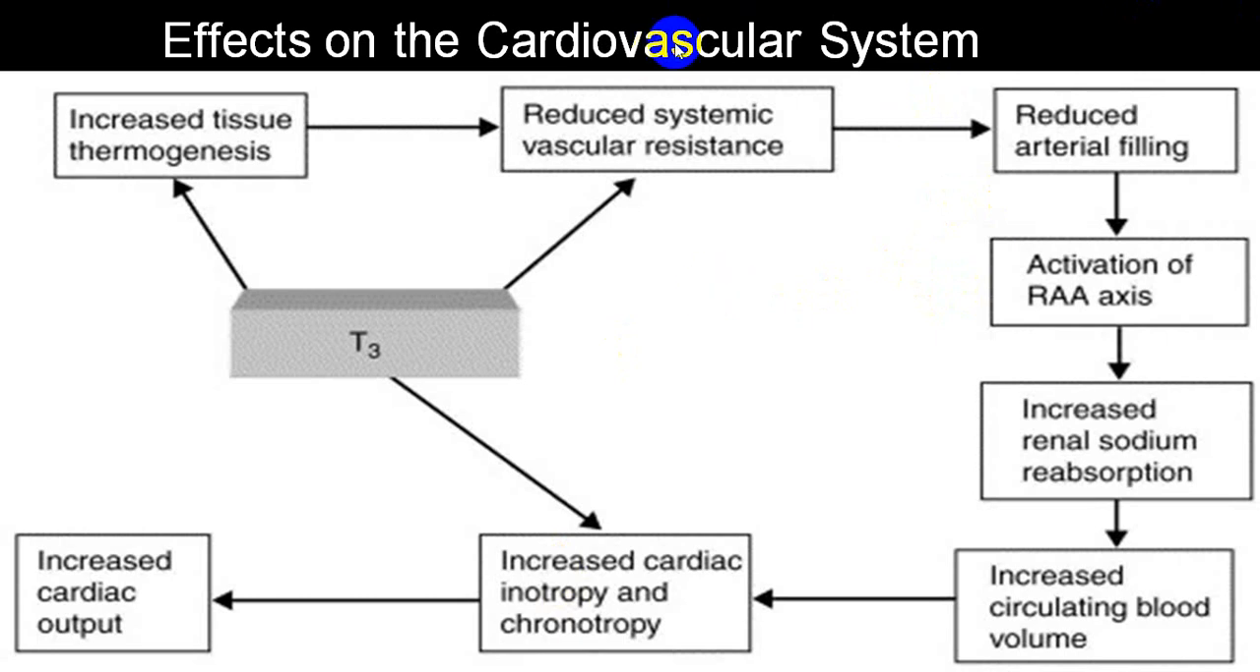This is the entire effect on the cardiovascular system. Increased thermogenesis, reduced vascular resistance because of vasodilatation, increased inotropic and chronotropic effect, so increased cardiac output, and because of the decreased vascular resistance, reduced arterial filling, activation of RAS system, sodium and water retention, increases circulating volume, and increases the cardiac output.